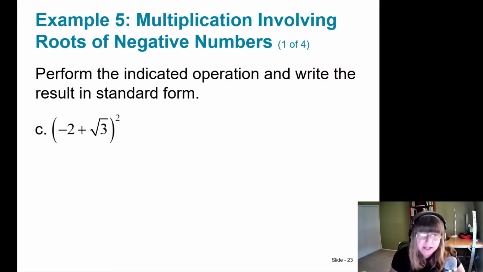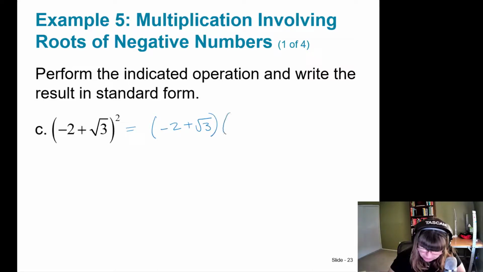All right, let's try another one. Negative 2 plus the square root of 3, squared. Okay, doesn't look like any issues yet, right? There's no negative in that square root, so let's go ahead and take it as is. Negative 2 plus the square root of 3 times negative 2 plus the square root of 3.